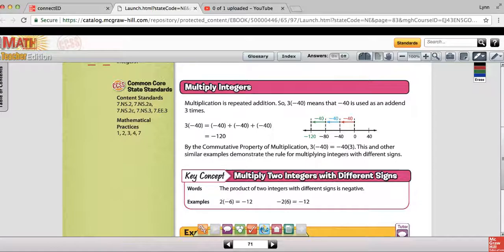And on your note sheet for lesson 2.4, you have some multiplication problems to fill in the blanks. And we'll talk about that pattern that you hopefully notice when you are multiplying numbers. But the key concept is basically multiplying two integers with different signs. When you have a positive and a negative, your answer is going to be negative. A negative and a positive, your answer is going to be negative.